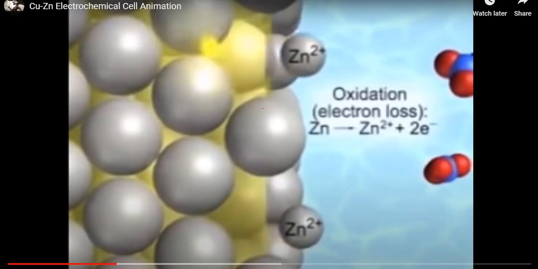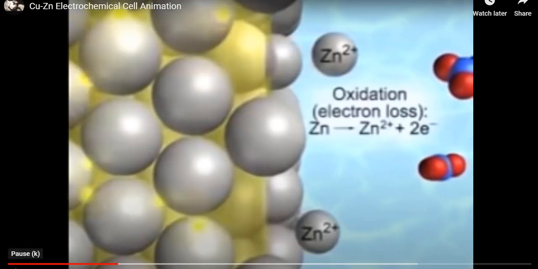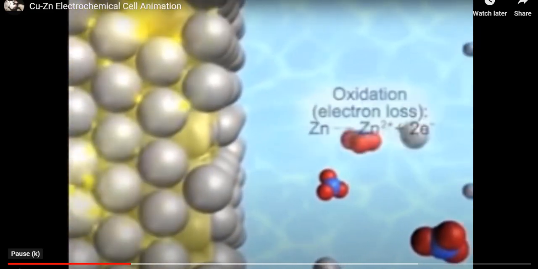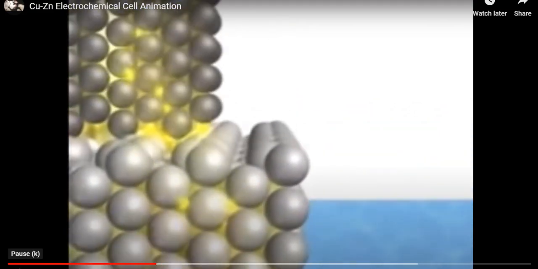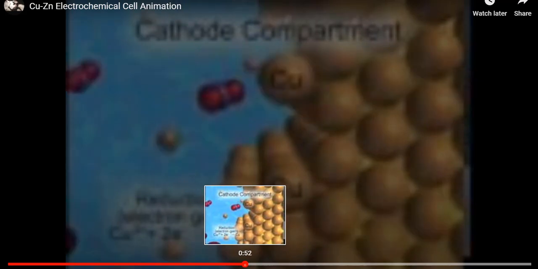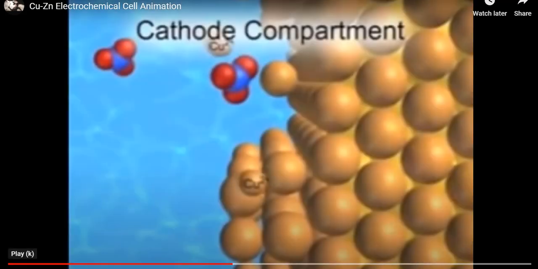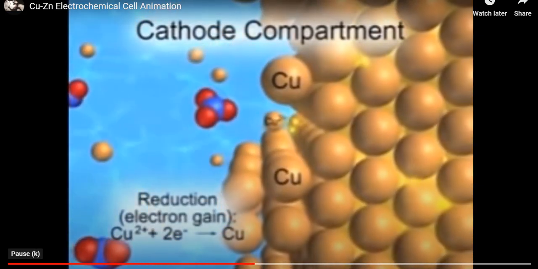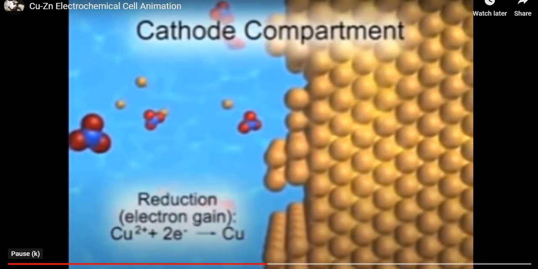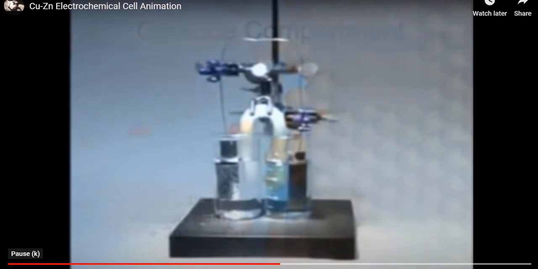So here's an animation showing the zinc plate, and it's going to lose 2 electrons, forming the zinc cations. Now I'm just going to fast forward a bit. And then here are the copper ions, which are picking up the electrons, forming copper. Now we're going to get into the application of it, the electrochemical cell, in just a second.